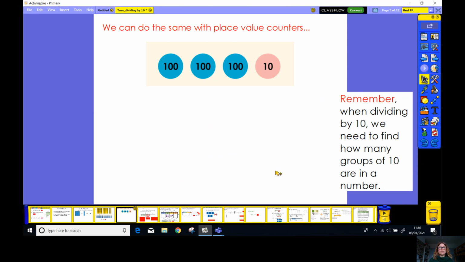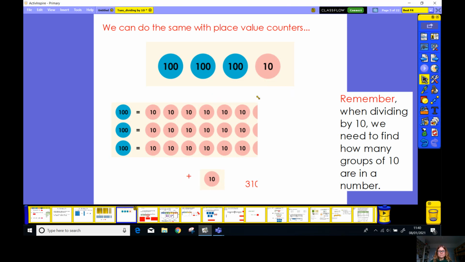Let's have a look at another number. We're going to look at these place value counters, and again we have a number here. We have 310. I want to know how many groups of 10 are in these three lots of hundreds. So again, if I was at school, I could use my place value counters. It would look a bit like this.